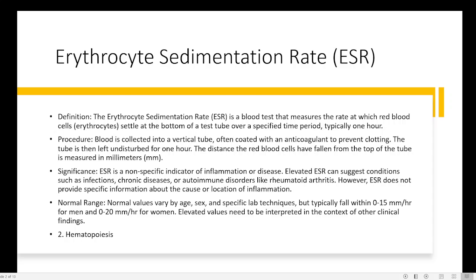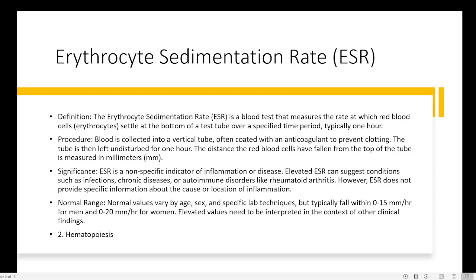ESR does not provide specific information about the cause or location of the inflammation. If you have a high ESR, the doctor will say that you have some infection, but it will not provide where this infection is localized. That information may not be available, but even so, a high ESR is enough for a doctor to diagnose what the possible reason for that high ESR might be.